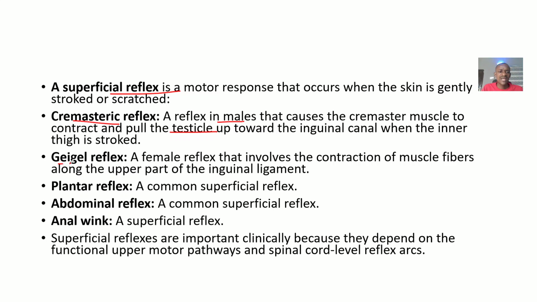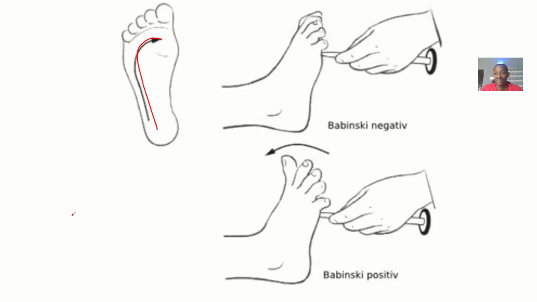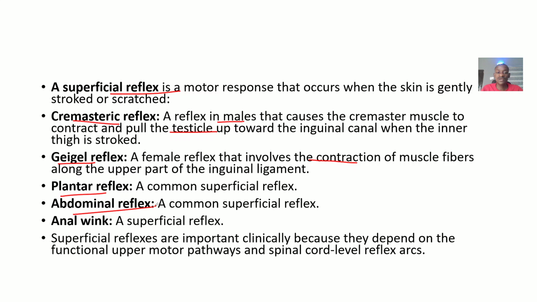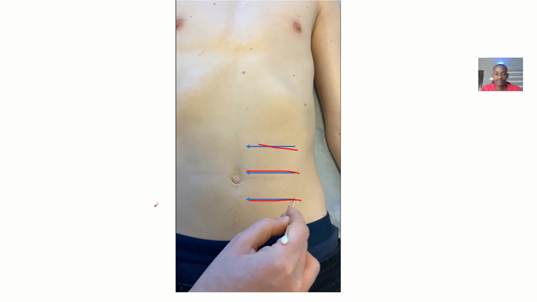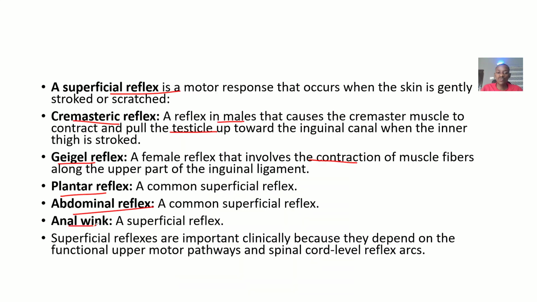All right, then we have the giggle reflex. This one is a female reflex that involves contraction of the muscle fibers along the upper part of the inguinal ligaments. Okay, then we have the plantar reflex. This one is a common superficial reflex. Plantar, the toes, under the toes, right? Abdominal reflex, I brought the image here. Then we have the anal wink. This one is also a superficial reflex, right?